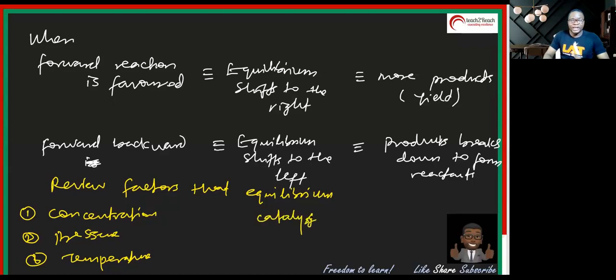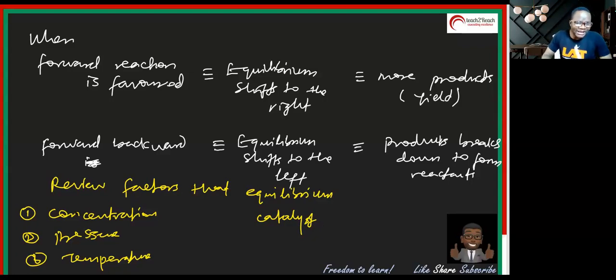But for equilibrium, catalyst does not affect the position of equilibrium, because if you add a catalyst to a reaction at equilibrium, the catalyst will favor both forward and backward reaction. It will increase the rate of both forward and backward reaction. So catalyst does not alter equilibrium. It favors both the forward and the backward reaction. So the catalyst is basically unbiased in the reaction.